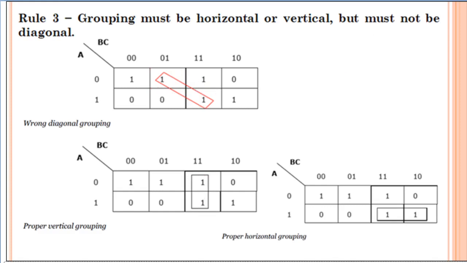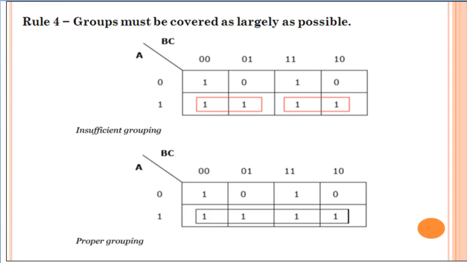Now the fourth rule is that the group must be covered as large as possible. That means the grouping must be in terms of 2 to the power n, where n will be 0, 1, 2, 3, 4, totally depending on the variables of a particular function. This will be a grouping of 1 cell, 2 cells, 4 cells, 8 cells, 16 cells, and we should begin from the largest possible group, and if not possible then come to the smaller one.